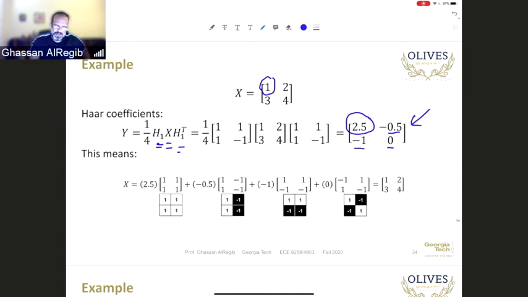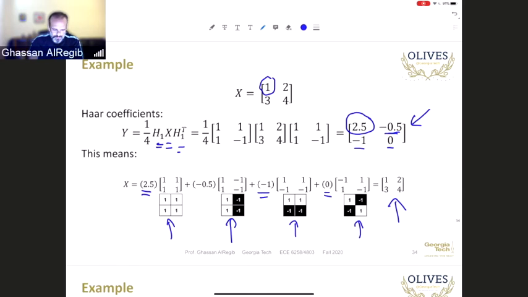How do I get this back? I use the basis functions. The 2.5, I multiply it with this, 2 by 2. And in the next level, the negative 0.5, this is the basis function it represents. And the negative 1 is a magnitude that represents this basis function. And the 0 has this. If I do the multiplication and addition, I get my image back: 1, 3, 2, 4. So I'm hoping this is another way to look at the basis functions in our decomposition examples.